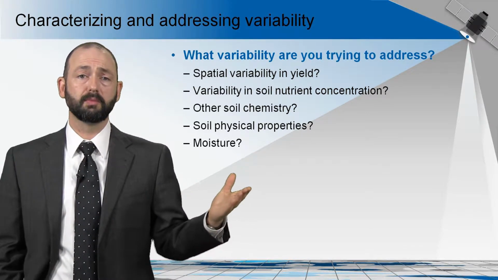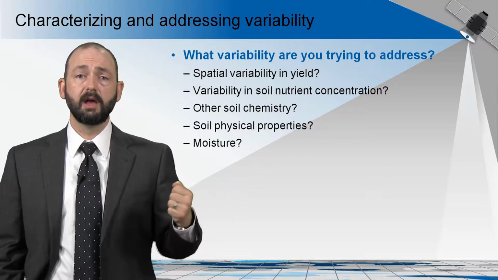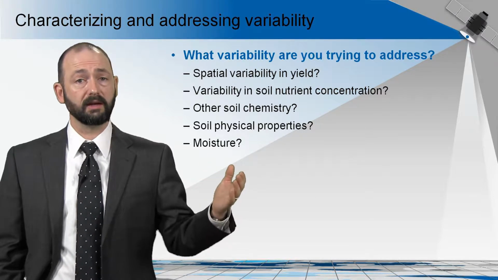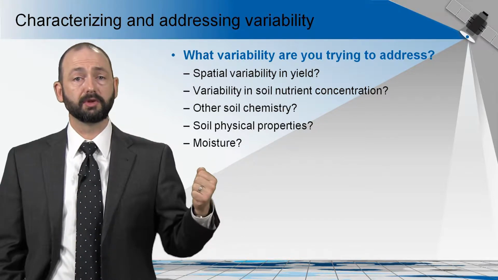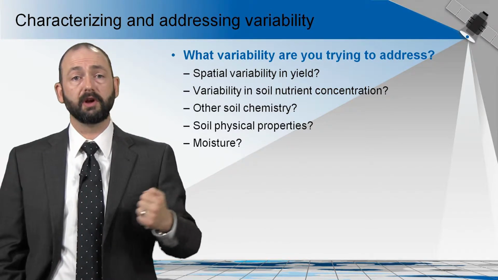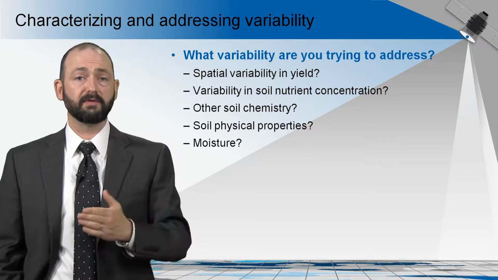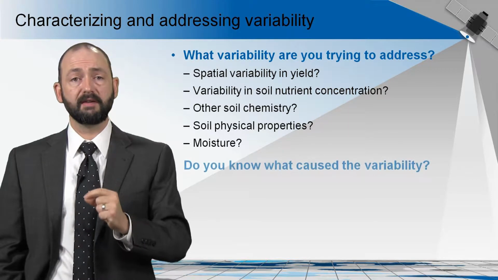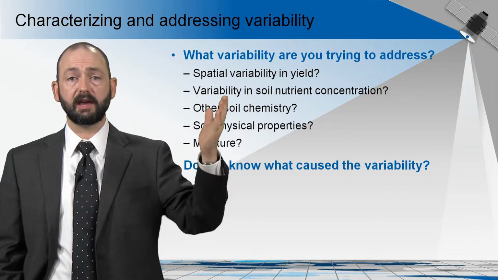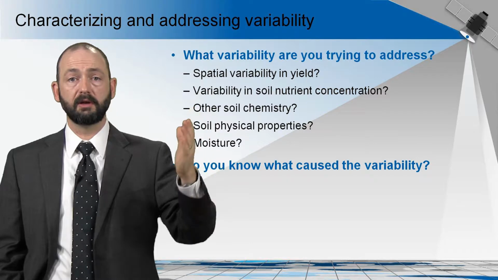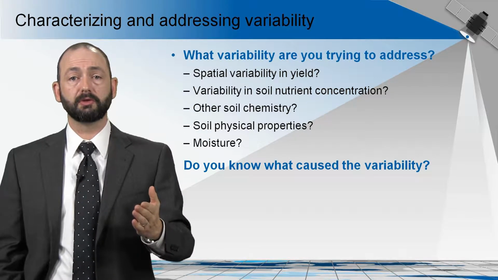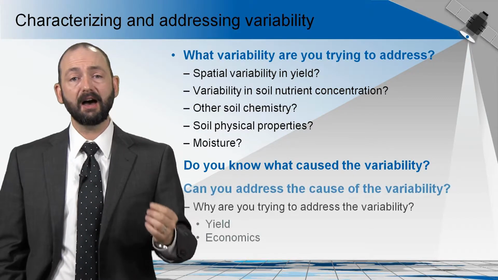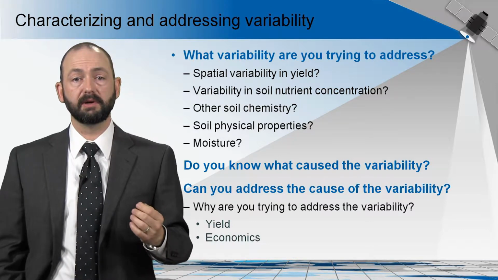Other soil chemical properties like liming, pH, soil physical properties, drainage, compaction, those sorts of things. Soil moisture with variable irrigation because you know you have different soil textures in the field. So you have to ask, what caused that variability? We're very good at characterizing the variability, but understanding the causes is most important. And then lastly, how do we address the cause of that variability?